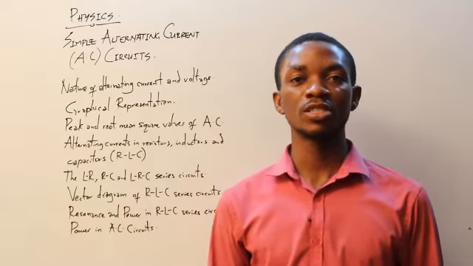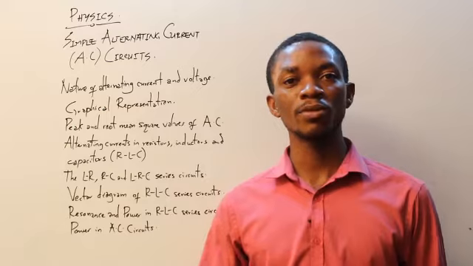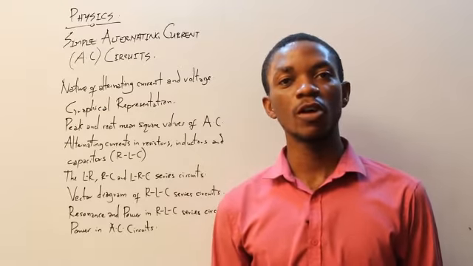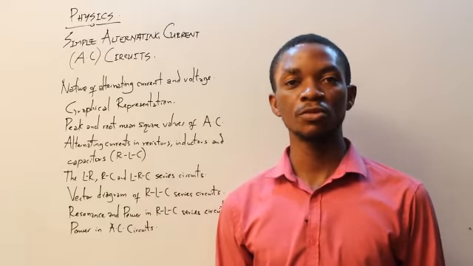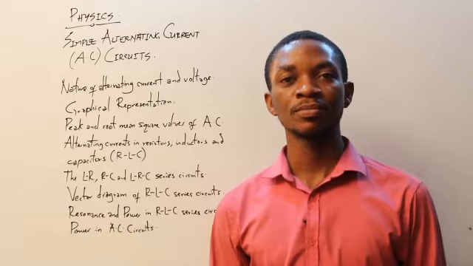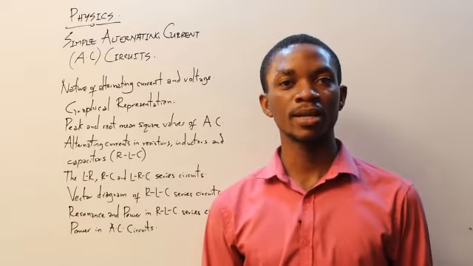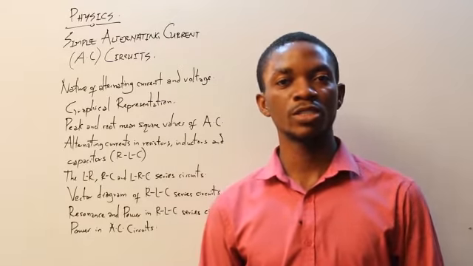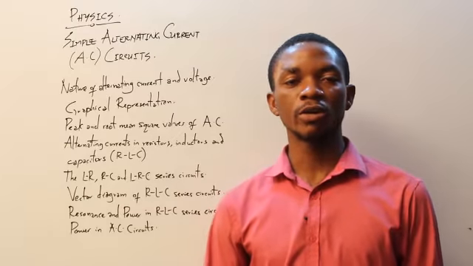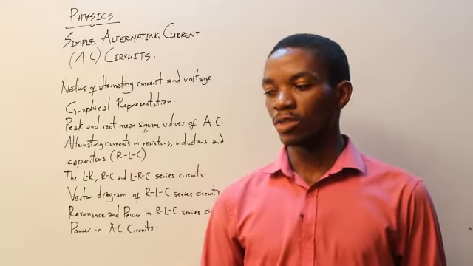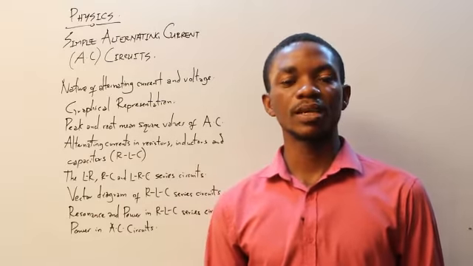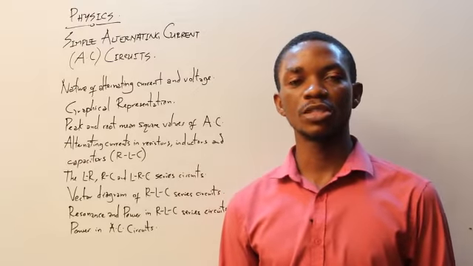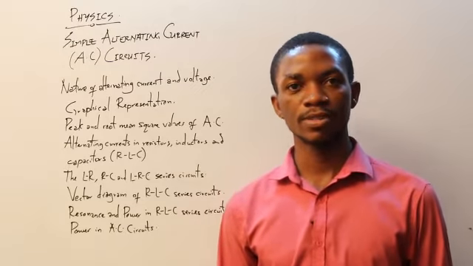Electricity is produced by rotating a coil within a magnetic field. This leads to the induction of electricity within the coils. When this induction takes place, the kind of electricity that is being produced is described as alternating current.